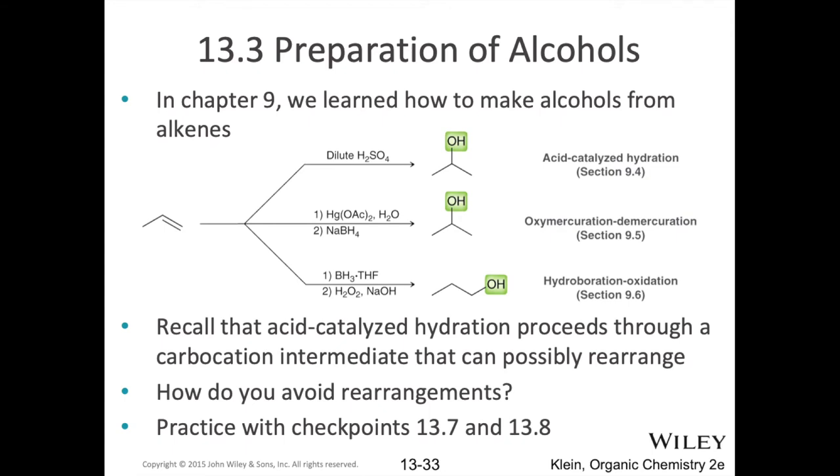Okay, if you want to avoid rearrangements, you could do an oxymercuration-demercuration. So use mercuric acetate and water, and then use sodium borohydride in the second step, and that'll give you the Markovnikov addition of your alcohol. And then if you want to do an anti-Markovnikov addition, you can do a hydroboration-oxidation. So, in one step, use a borane and then subsequently use hydrogen peroxide and sodium hydroxide, and it will add the alcohol group to the less substituted carbon.